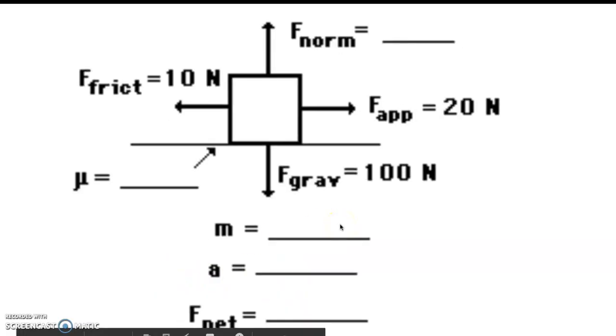Okay, so on this box, the one thing that's different is we're adding coefficient of friction. So we have an applied force of 20, gravitational force of 100 newtons, and a frictional force of 10 newtons. We're trying to find normal force, coefficient of friction, which is mu, mass, A, acceleration, and net force. Do it.